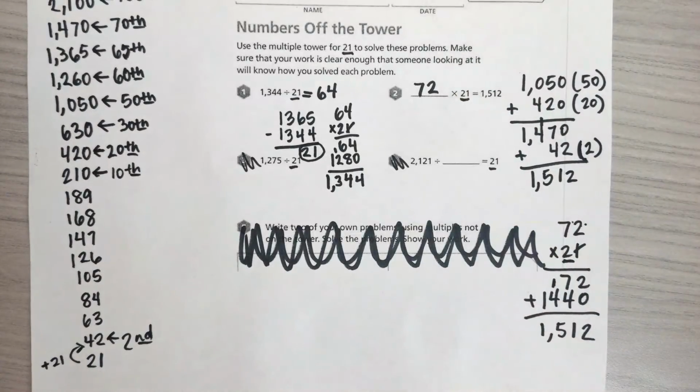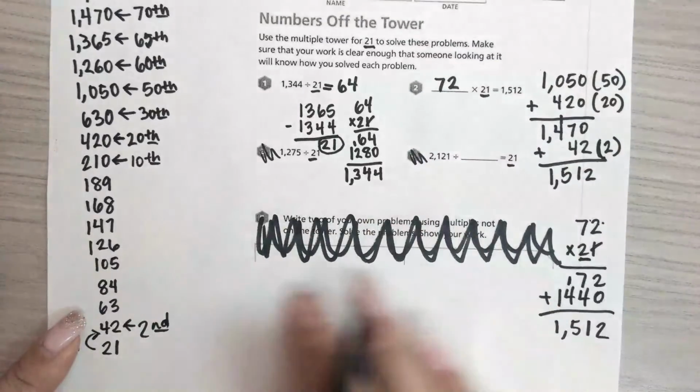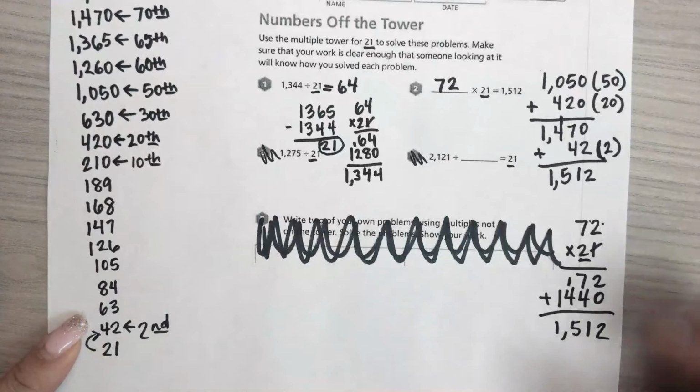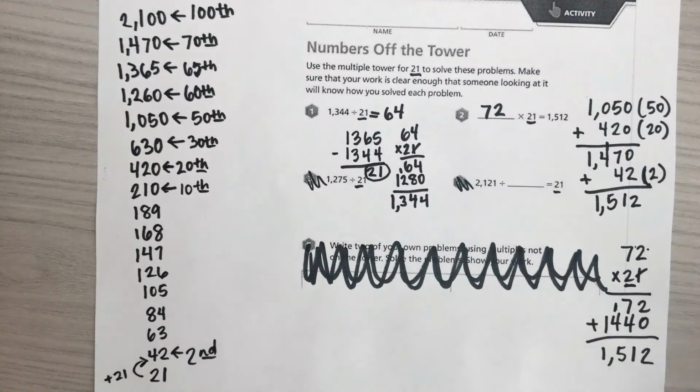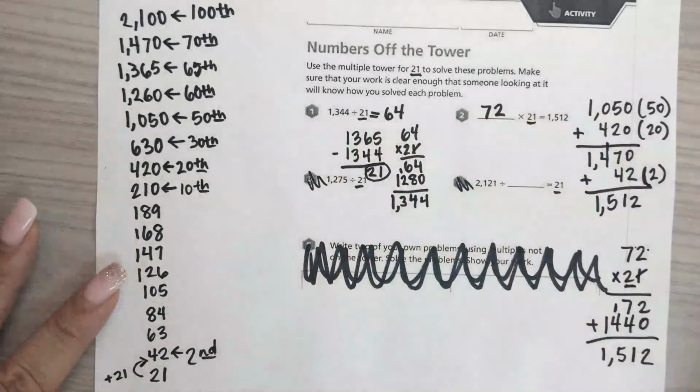I hope this helps on any confusion that we have. I'm sorry, my paper kind of is a mess with me crossing out this part right here. But I hope that this helps answer some of those questions on how to use a multiple tower and how to quickly get to our answer whenever we have some of these bigger problems.